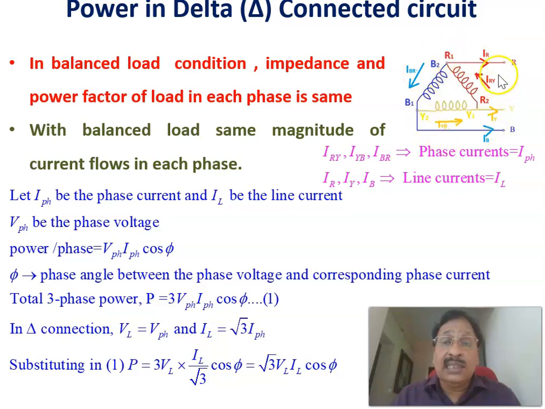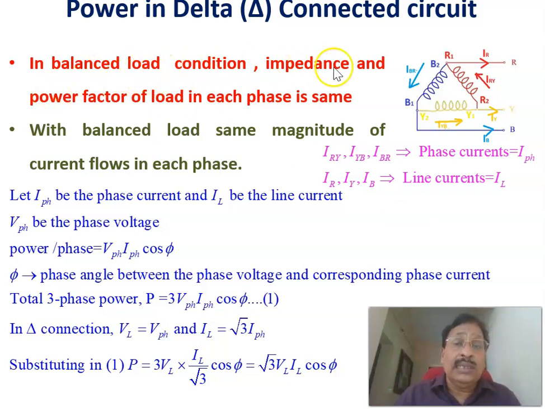Same circuit, delta type connection. The elements are joined together: R1, R2, Y1, Y2, B1, B2, with R2 and Y1 joined, and so on. Again, this is called a delta type of connection. These are IR, IY, IB, which are called the line currents, and these are the currents flowing through the phases, called the phase currents. We have derived the relation between the line current and phase current: line current equals root 3 times phase current, and line voltage equals phase voltage.